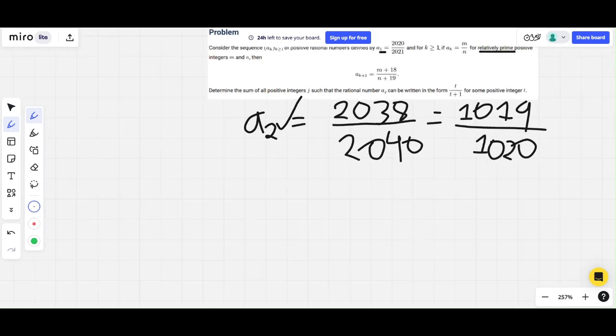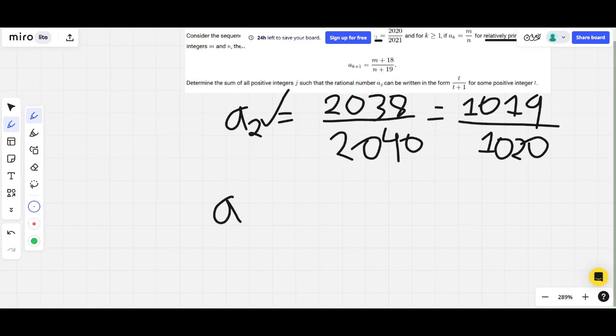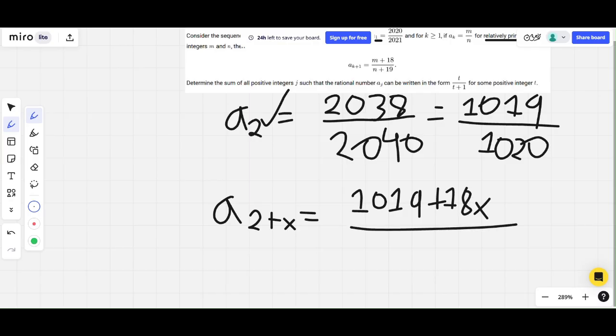Okay, so let's take a_2 and write a recursive equation starting from a_2. So let's say a_(2+x) equals (1019 + 18x)/(1020 + 19x). Now, this isn't going to work for all values of x because in our recursive equation, we have to fully simplify our fraction before we add 18 and 19. So the numerator and the denominator have to be relatively prime to each other, so that they don't share any common factors, and the fraction is completely simplified, and we can continue adding 18 to the top and 19 to the bottom, right?